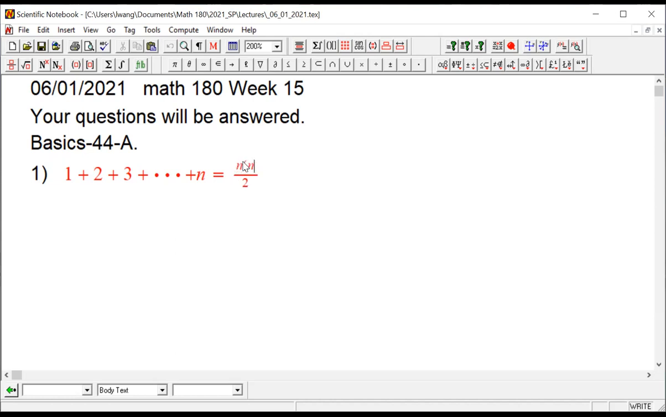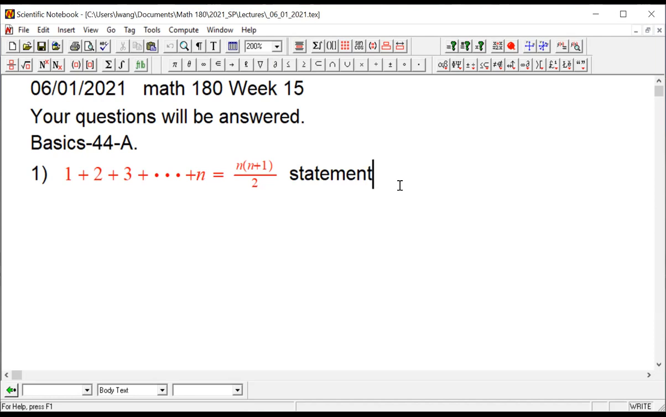For example, this statement is saying the sum of the first n natural numbers, 1 plus 2 plus 3 all the way to n, is the same as n multiplied by n plus 1, divided by 2. Okay, so this is a statement. This is not an if statement.